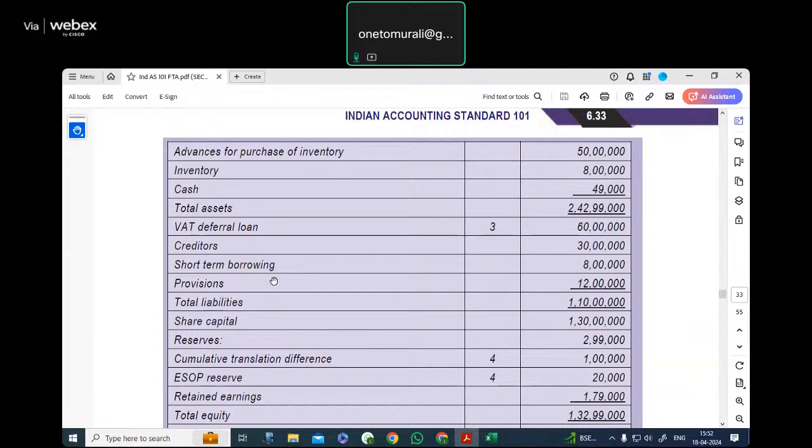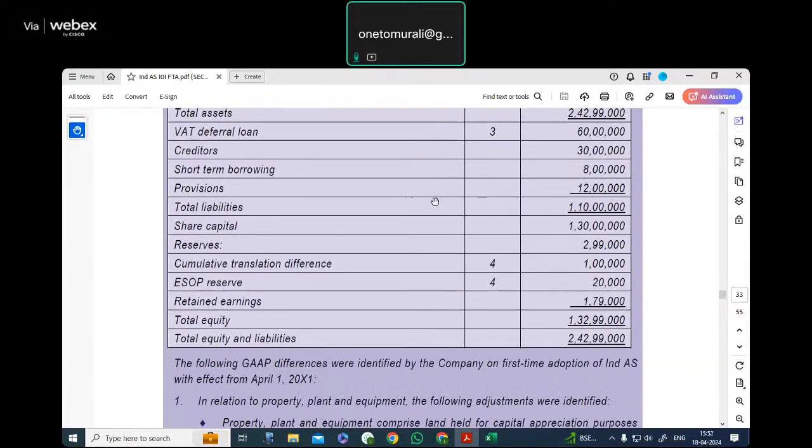We have VAT deferral loan 60 lakhs, creditors 30 lakhs, short-term borrowing 8 lakhs, provisions 12 lakhs, total 110 lakhs. Share capital of 130 lakhs, reserves 299 lakhs, cumulative translation difference of 1 lakh, ESOP reserve 20,000, and retained earnings of 1 lakh 79,000. Total equity comes to 1 crore 32 lakhs 99,000, and total equity and liabilities 2 crore 42 lakhs 99,000.